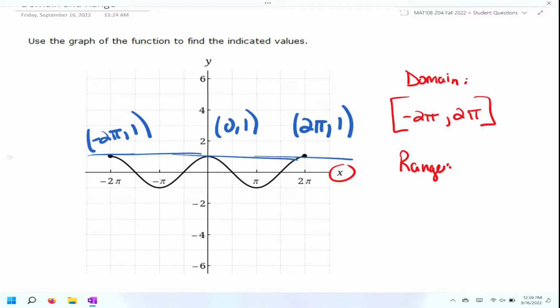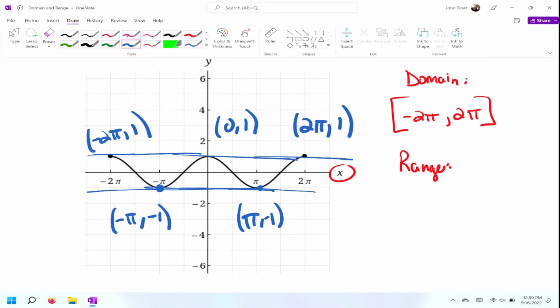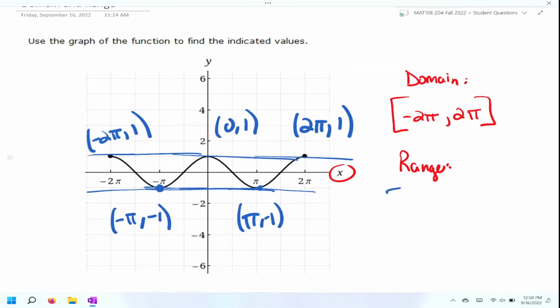And also, when you look here, this is going to be our smallest or lowest y value. So at this point right here, this is negative pi, comma, negative 1. And this is positive pi, comma, negative 1. But regardless, that's the lowest y value. So our range is going to go from negative 1 to positive 1, and you can use brackets because we have solid dots at those points.